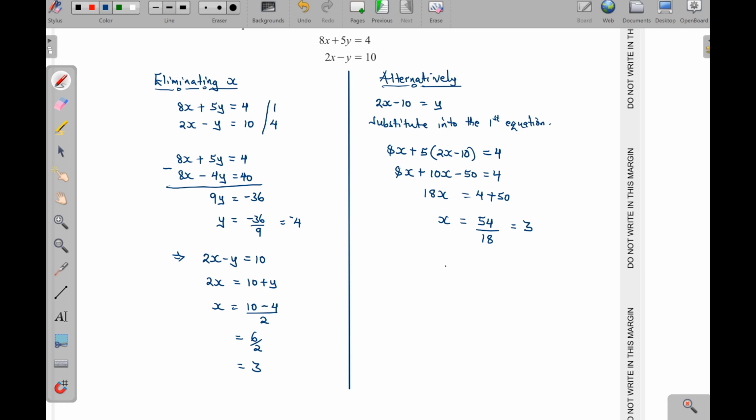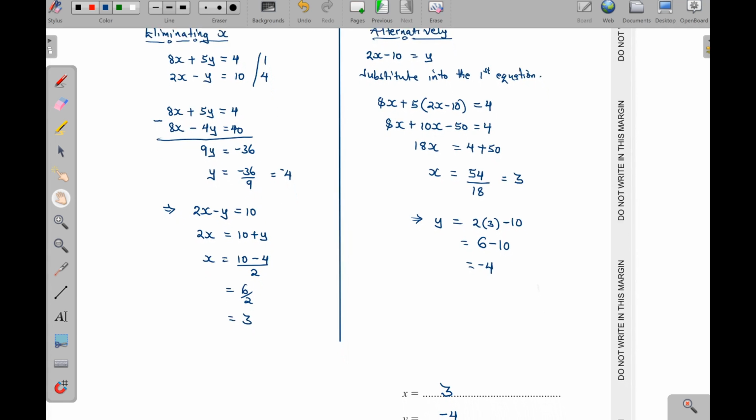Okay, then what is our y now? The value you have gotten here, put it here. So you will have 2 times 3, then minus 10. This is positive 6 minus 10, which is a negative 4. So whichever method you use, you must get the same answers. Okay? And that is that.